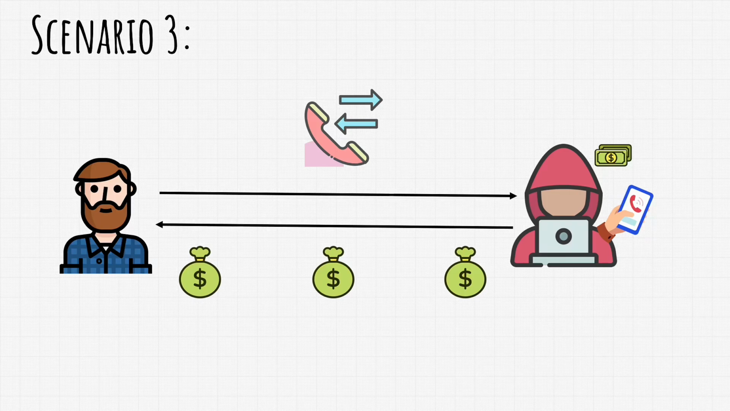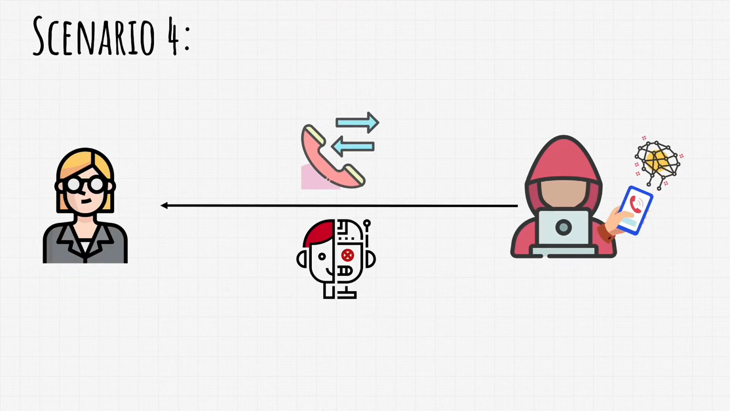They may request personal information such as your social security number, bank account details, or even demand immediate payment to resolve the supposed issue. Never fall for these types of attacks. And the last example that we will show is fake CEO fraud.